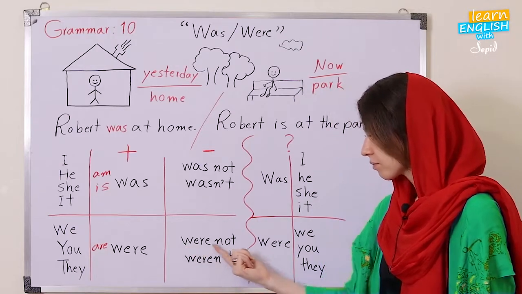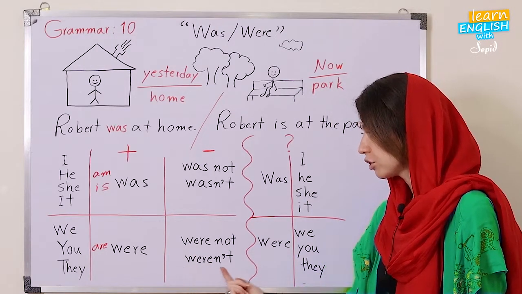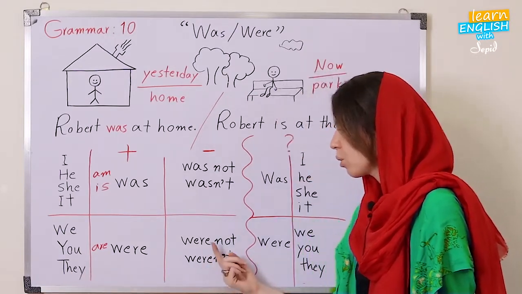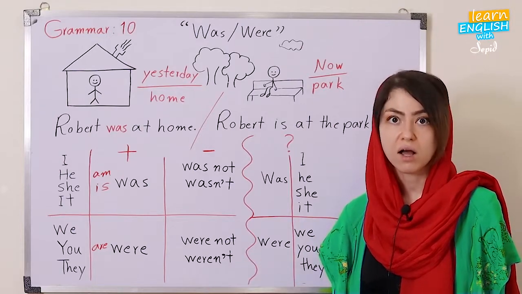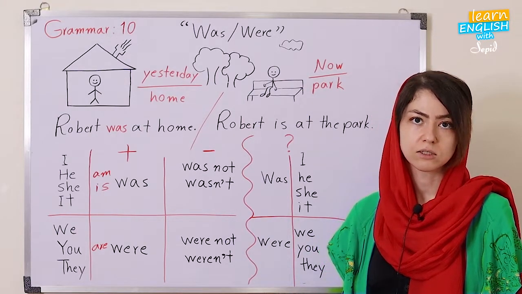So here, the negative forms are were not, or the short form weren't, we can say. So they weren't or were not. They weren't at home, like this.